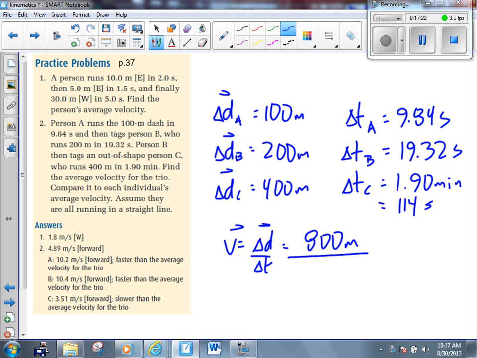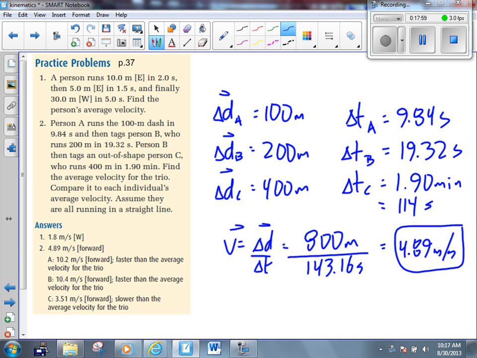What's my total time? We got to add those as well, right? What do we end up getting there for the total time? Yep. 143.16 seconds. Thank you. And when we do that, I assume we get 4.89 meters per second. So, not overly fast. That's a quick run. That's a quick jog. 4.89 meters per second.